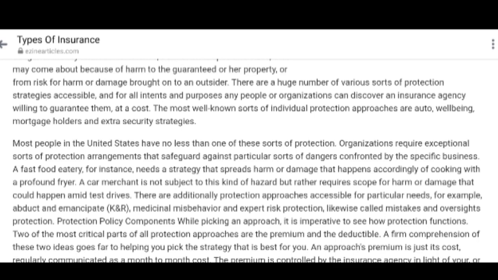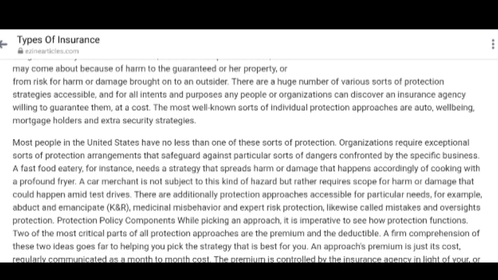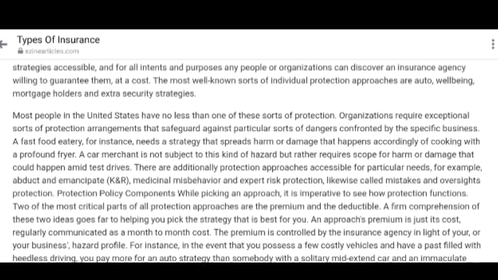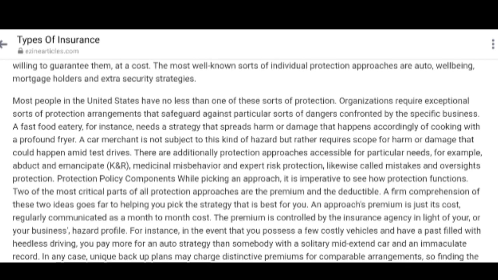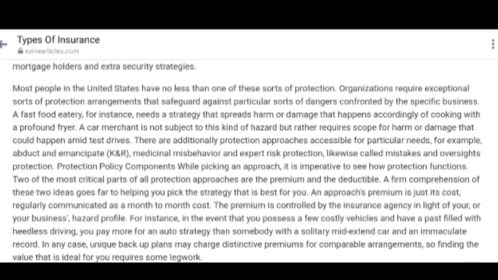Virtually any person or organization can find an insurance company willing to insure them at a cost. The most common forms of personal insurance are auto, health, homeowners and life insurance policies. Most people in the United States have at least one of these types of insurance.